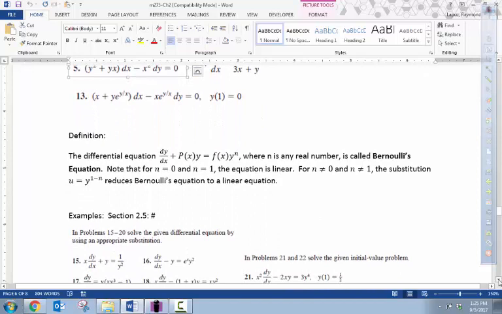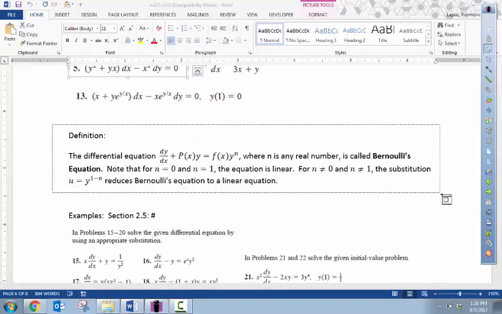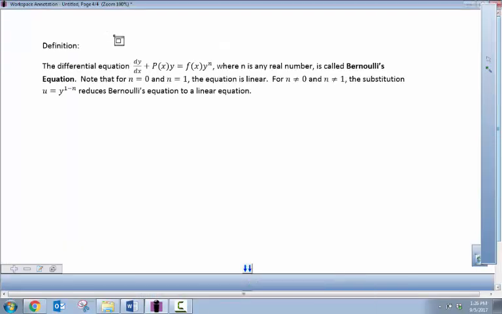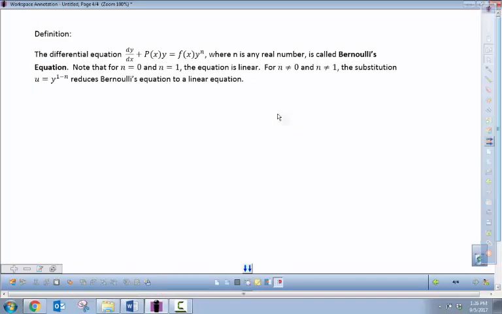The next type of differential equation we're going to look at is called a Bernoulli, or something that might look like a Bernoulli. A Bernoulli differential equation is a differential equation that looks almost linear, but it's not.